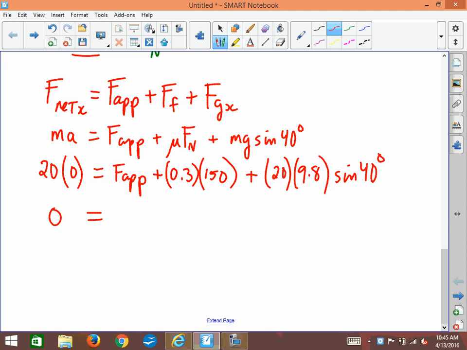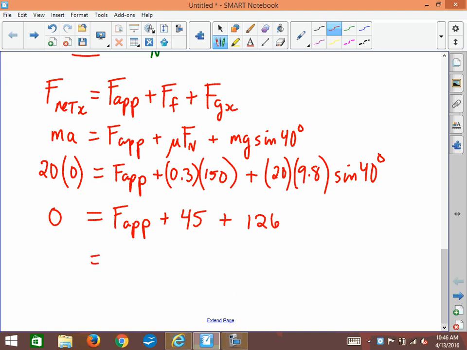Everything's disappeared except for the F applied, which is what I want to find out. The beautiful thing about net force equations is that the answer will always appear. It doesn't matter what you're looking for, it's in here somewhere. So we don't have to worry about trying to figure out what the answer would be. 0.3 times 150 is going to give us about 45, and 196 times the sine of 40 is going to give us about 126 when we round it off. All right.